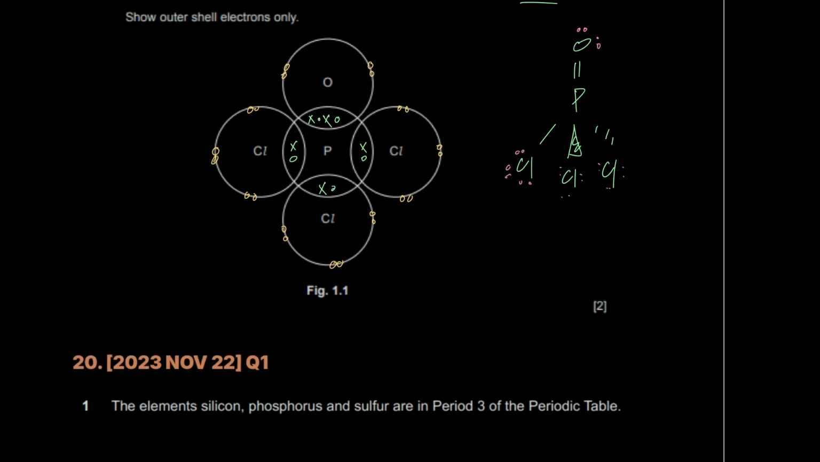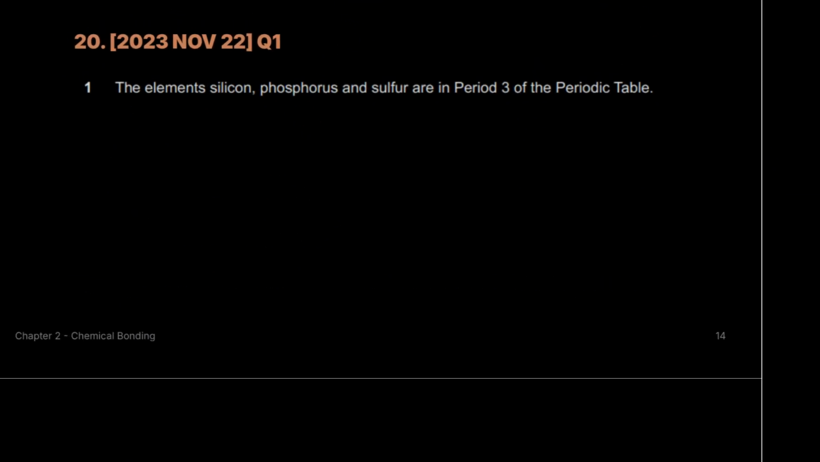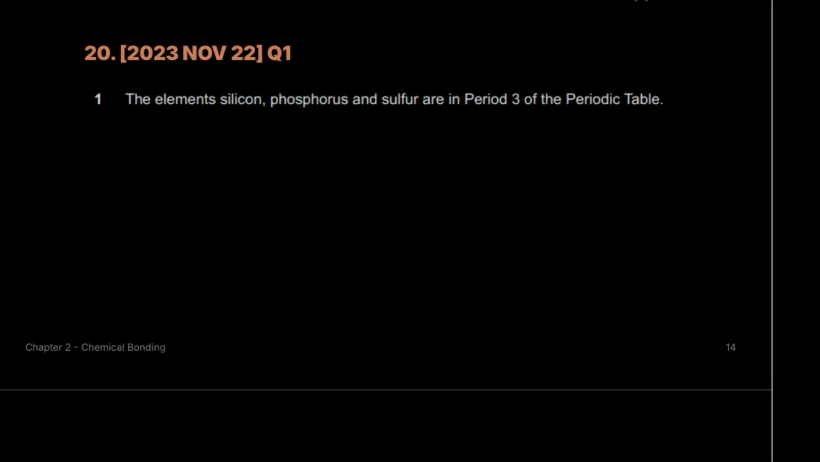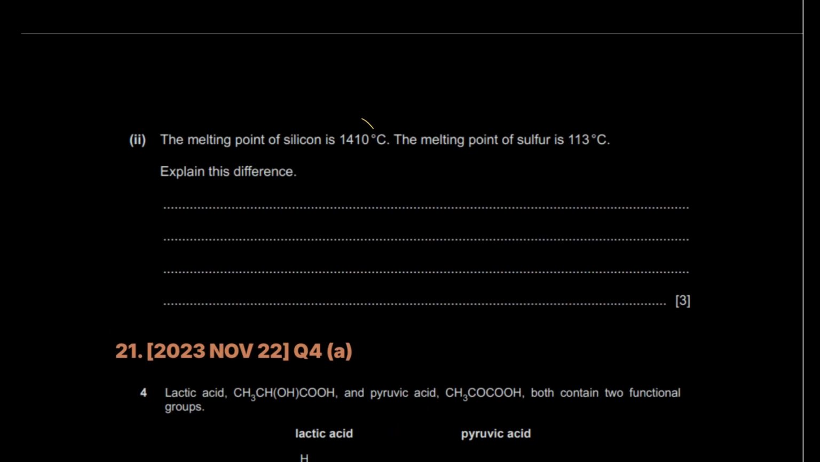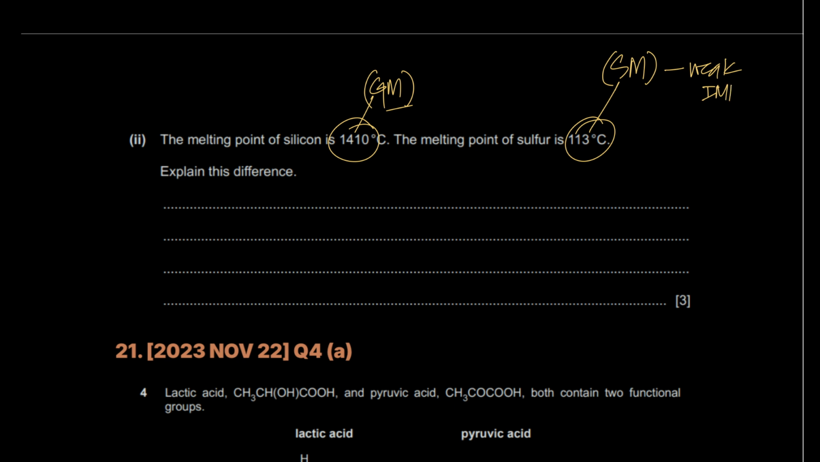Easy stuff. The elements silicon, phosphorus, and sulfur are in period 3 of the periodic table. The melting point of silicon is this much. Why? What does this indicate? It indicates it's a GM, giant molecular structure. And the melting point is this, which indicates what? It's a simple molecular structure with weak van der Waals, with weak intermolecular forces of attraction.